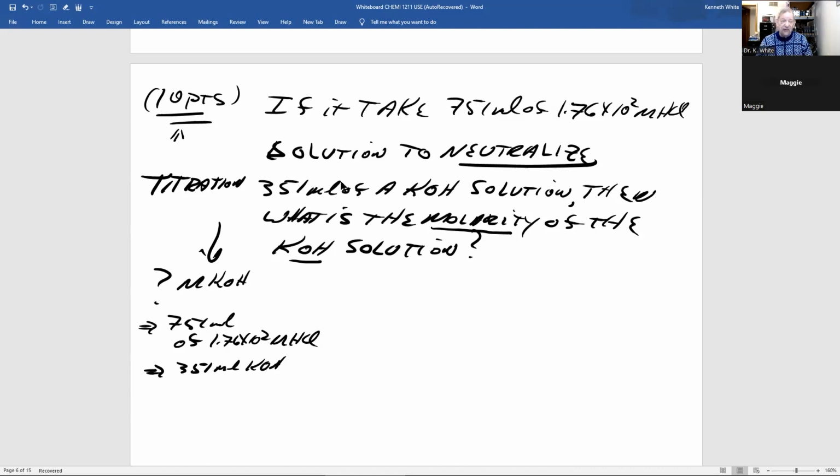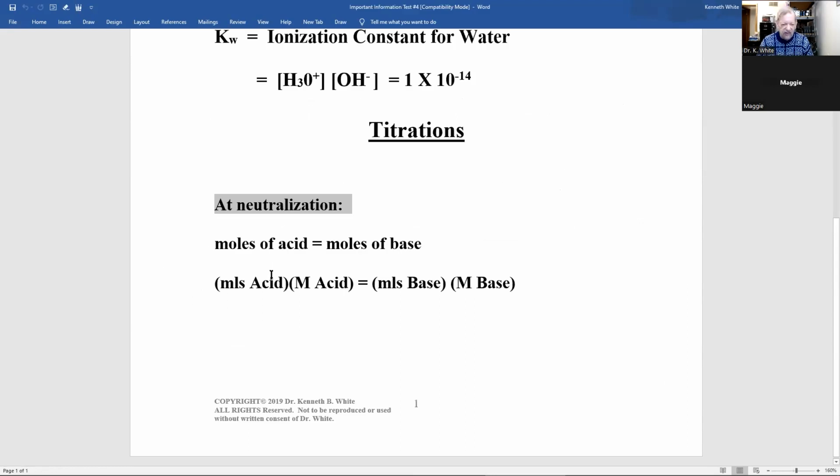And it's 10 points too. And what do you do? You go to important information, test number 4, at neutralization, moles of acid equal moles of base. That's milliliters of acid times molarity of acid equals milliliters of base times molarity of base. Years ago, when I taught, a couple of years ago, 1105, you would have to memorize that. Now I'm giving it to you in important information, test number 4.